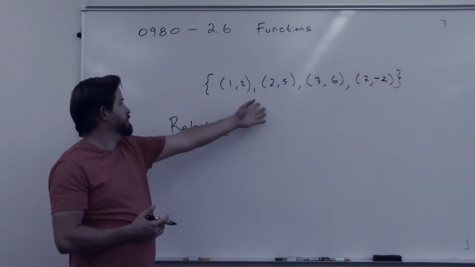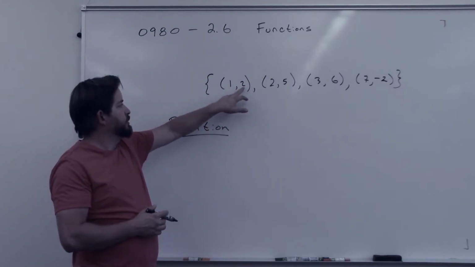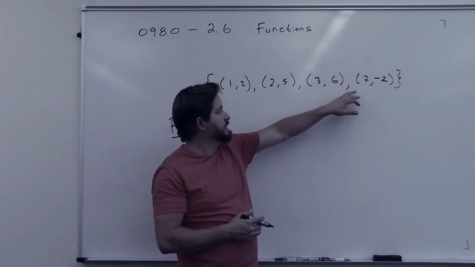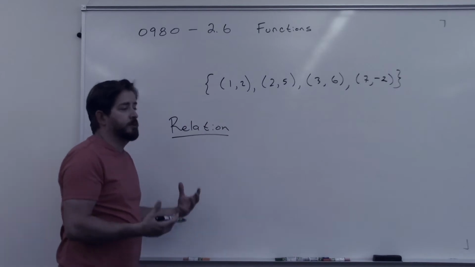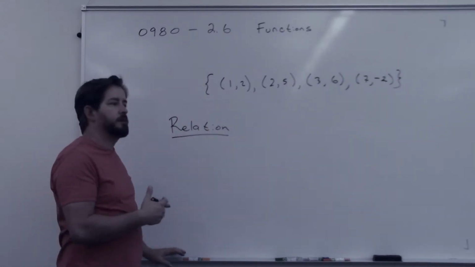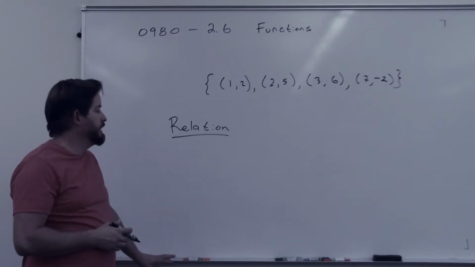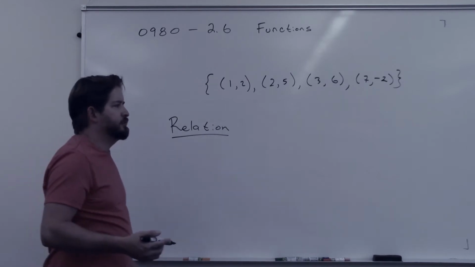So in this case, I have a relation listed on the board. If the input is 1, the output is 2. The input is 2, the output is 5. Input of 3, output of 6. Input of 7, output of -2. They're just ordered pairs. And it might be discrete, like this, a certain number of them, or it might be continuous, like functions that we'll get to a little bit later. But that's essentially it, just a set of ordered pairs.